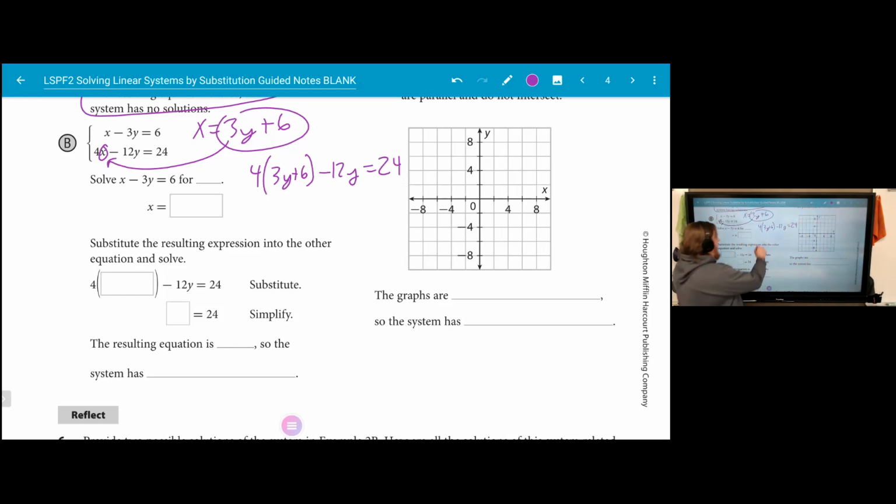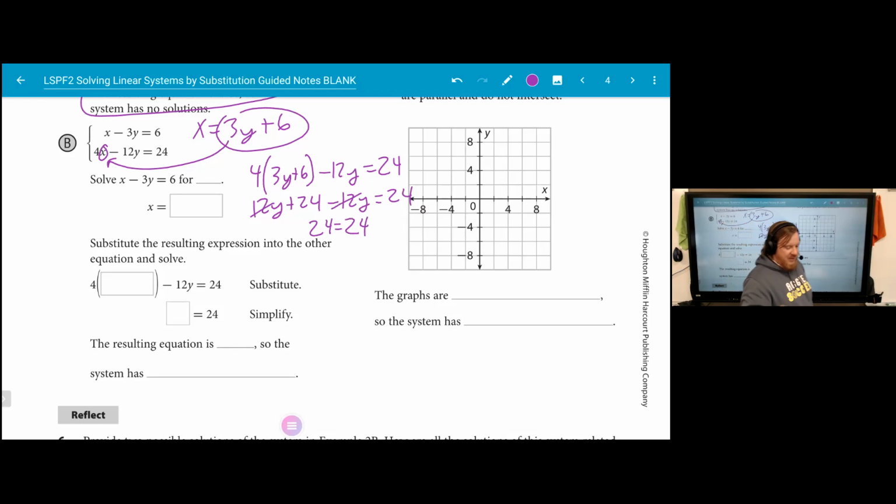If I distribute through, I have 12y plus 24 equals 24. Oh, sorry, I forgot the minus 12y part. Minus 12y equals 24. Well, if I simplify here, what's 12y minus 12y? Well, that's 0. And I have 24 equals 24. Well, that's interesting. That's different from the first one we did. That's a true statement.